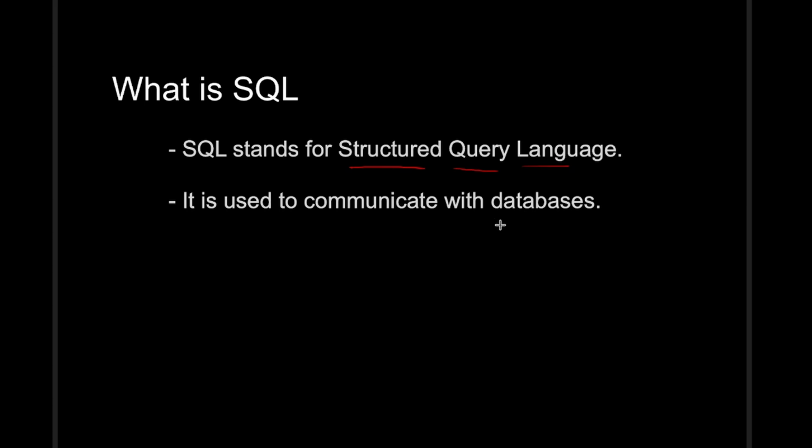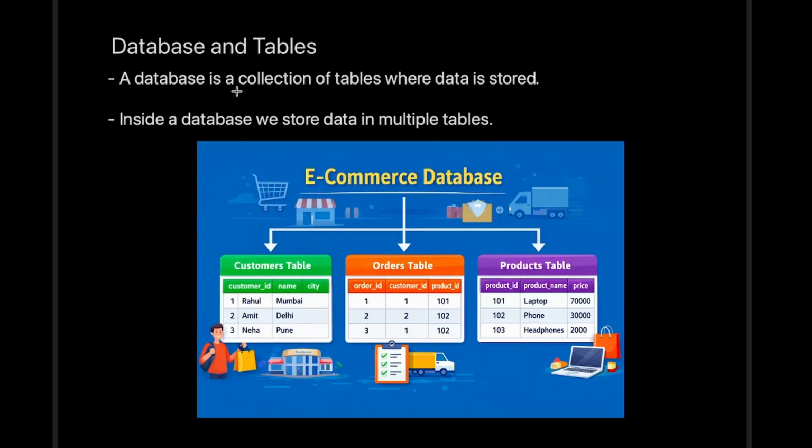Now here I have mentioned one word, database. We use SQL to communicate with a database. What is a database? Let's understand. So a database is a collection of tables where data is stored. I'll explain with the help of one example. Just look at this example. Here I have given an e-commerce database. So in an e-commerce database, what all information can we store? We can have customers, orders, products, and many more details, but here I have just mentioned three tables.